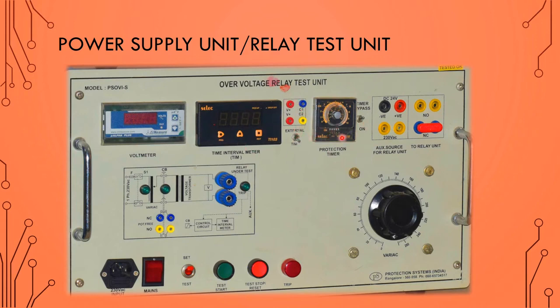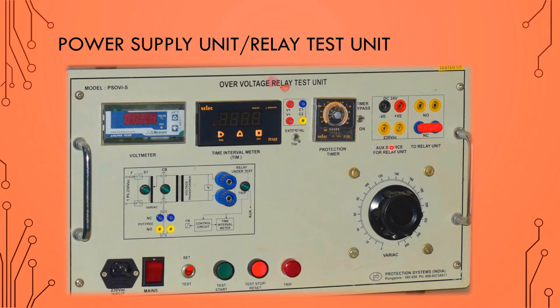Then this is the protection timer. This timer is only to protect this over voltage relay test unit. When it is turned on, after the time selected here it will trip the circuit breaker, only for the protection of this unit. But this protection timer is not used for this relay testing procedure. You only have to bypass this one.